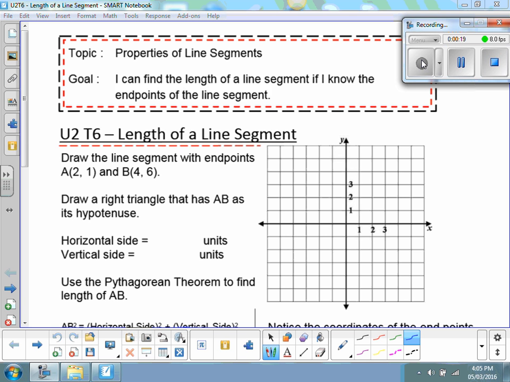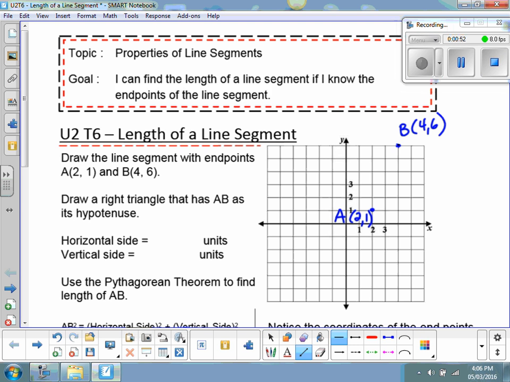So this first question we're going to do: draw the line segment with endpoints A, which is (2, 1), and B, which is (4, 6). So I've got a point at (2, 1), so that'll be point A. And then I need point B, which is (4, 6). So that's B. We'll draw that line, and remember, like yesterday, this is a line segment, so we don't extend it through the points. It stops at each end there.